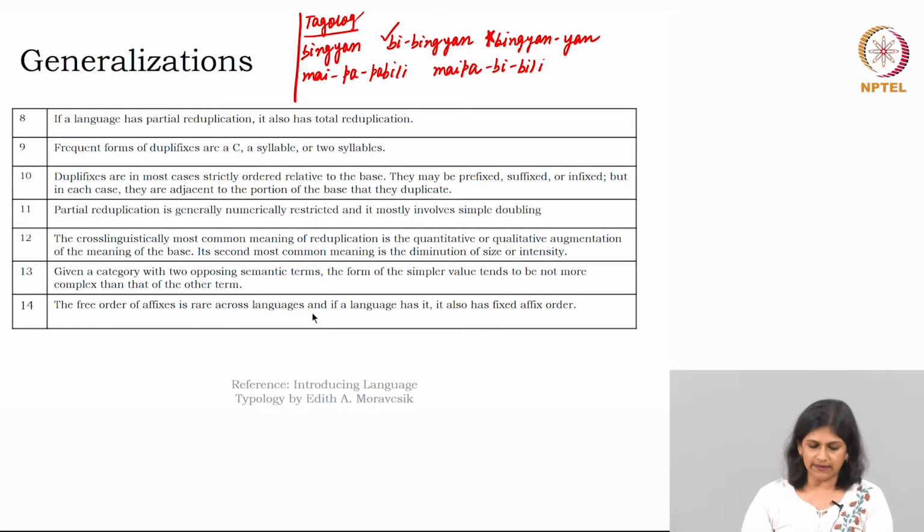Okay. Now, let us move to the 14th generalization. Here it says, the free word order of affixes is rare across languages, and if a language has it, it also has a fixed affix order.